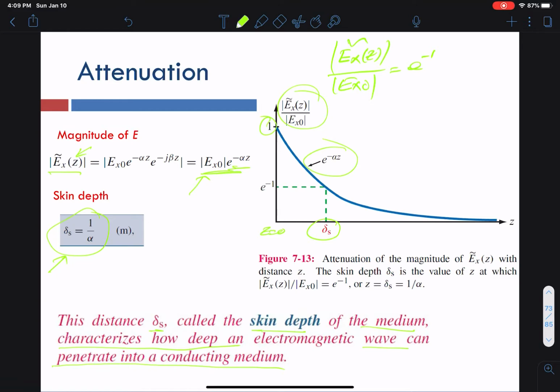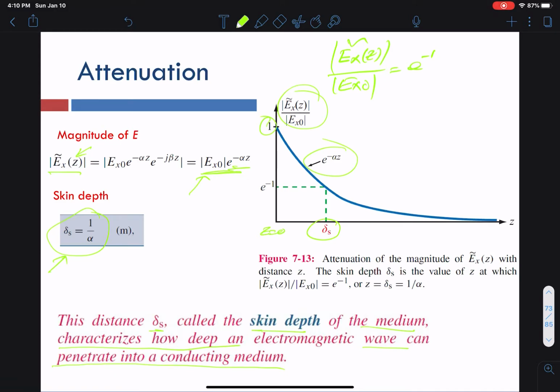So what this means is, if you have a conducting media in your propagation path, how far your wave can penetrate into that media. It could be air, could be vacuum, could be dielectric material, or it could be any conducting media. So how far can it go in there? What does it mean? When delta S is 1 over alpha, let's see what's happening over here.